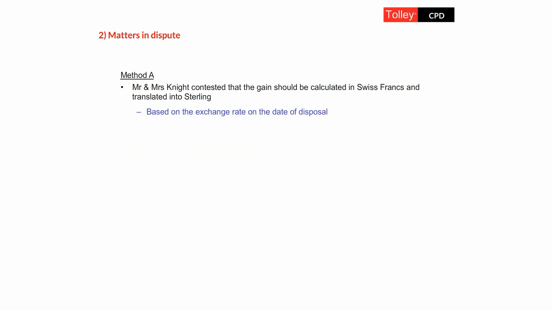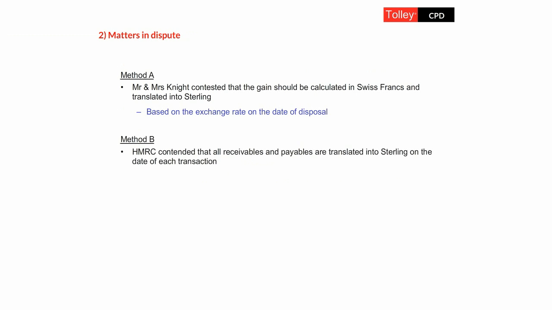The matters at dispute was the method for computing the gain realised on the disposal of the property. Mr. and Mrs. Knight contested method A should be adopted, and that is where the gain should be calculated in Swiss francs and then translated back into sterling at the exchange rate on the date of the disposal of the asset. However, HMRC contested that all appropriate receivables and payables are translated into sterling on the date of each transaction, producing a gain in sterling.